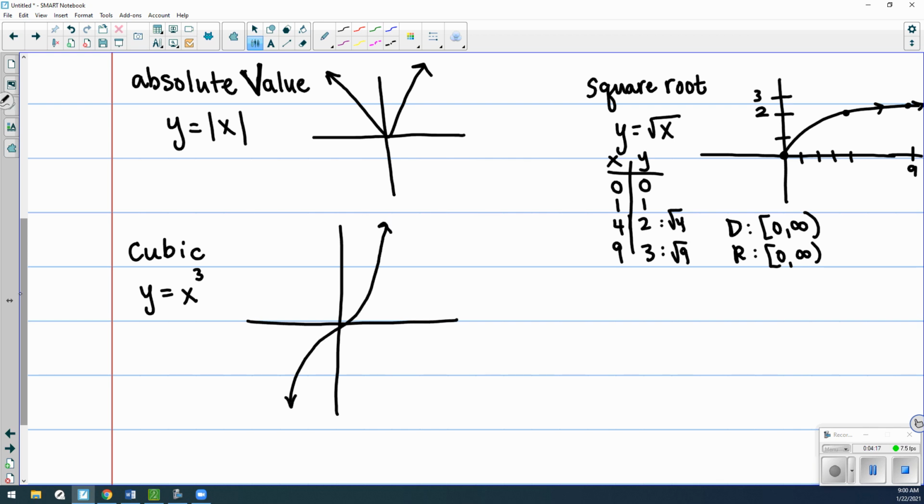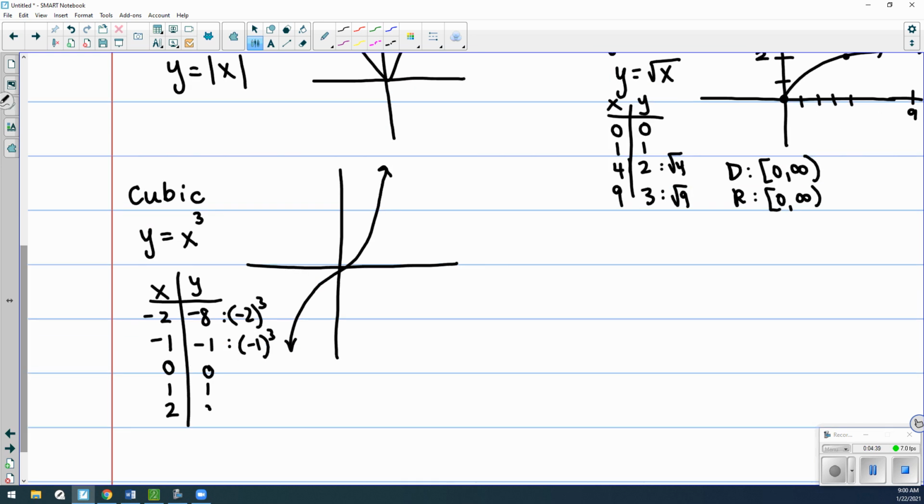And I'm getting this information from a table of values. Let's take a look at this quick table of values. I'm going to plug in the integers from -2 to +2. If I plug in -2, -2 to the third power is going to be -8. -1 cubed would be -1. 0 cubed is 0. 1 cubed is 1. And 2 cubed is 8. So I'm crossing through here at the origin. I'm crossing at (1, 1). Let me redraw that and start over here.